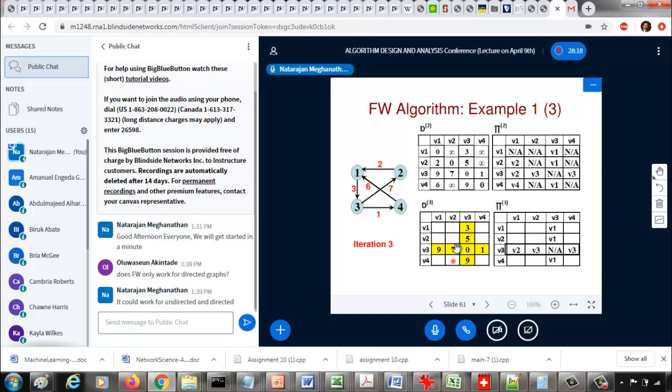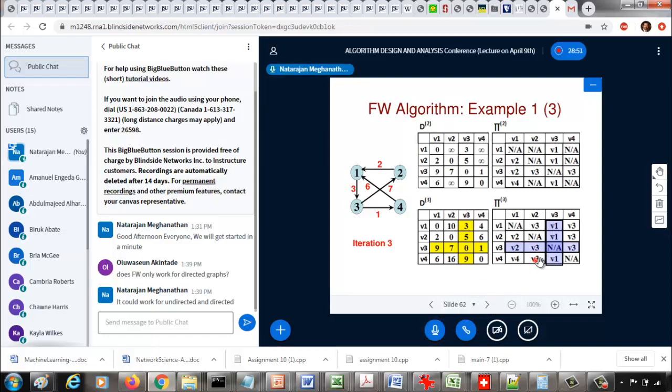Now this entry is currently infinity, so the horizontal line will meet here at 9 and the vertical at 7. So 7 plus 9 is 16, less than infinity. So we make this 16, and the predecessor is going to be on the row V3. This is the cell V4 to V2, so you have to look for the predecessor in the row V3 to V2. The predecessor is V3. So write that down as the predecessor for V4 to V2. So for V4 to V2, the predecessor is V3.